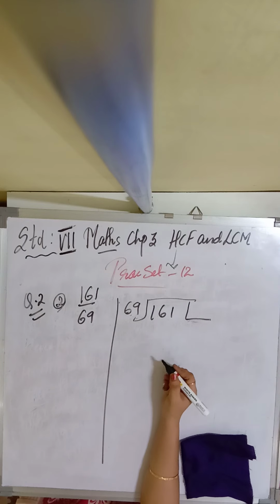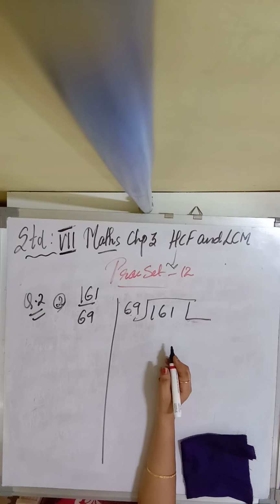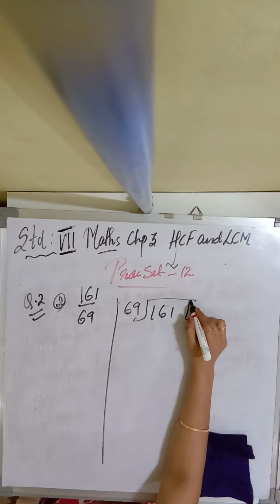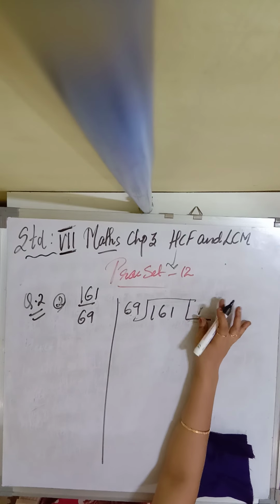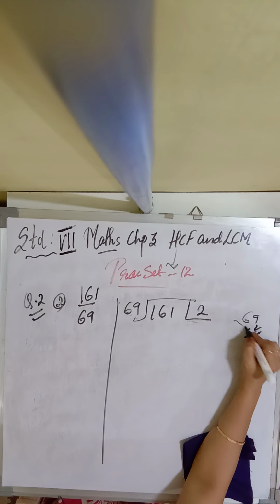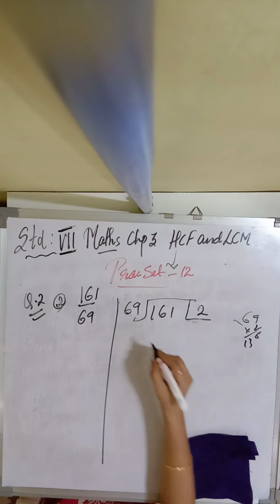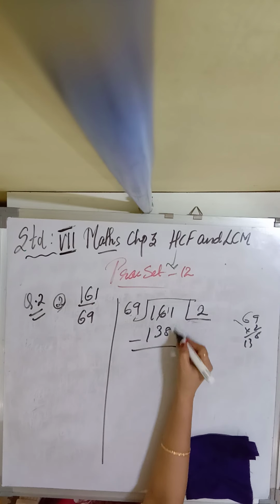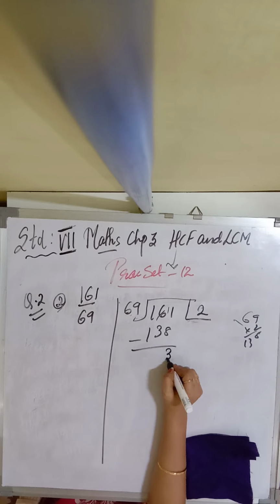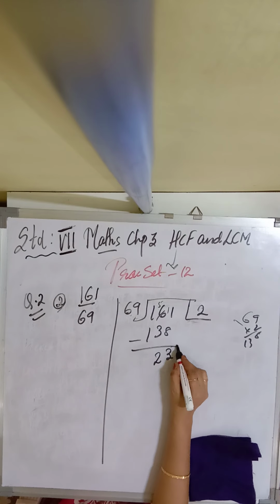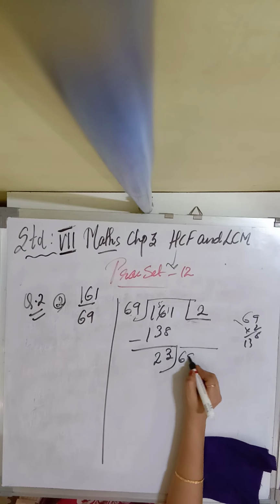Now 69 ones are 69. Okay children, 69 twos are what? Multiply and see, 69 into 2, carry 1, 7, 12, 13, 138. So 138. Now 11 minus 8, 3. Here it is 5. 5 minus 3, 2. 1 minus 1, 0. Now what comes here inside?